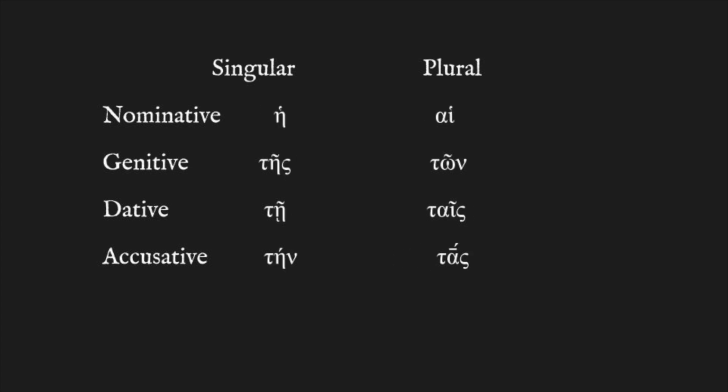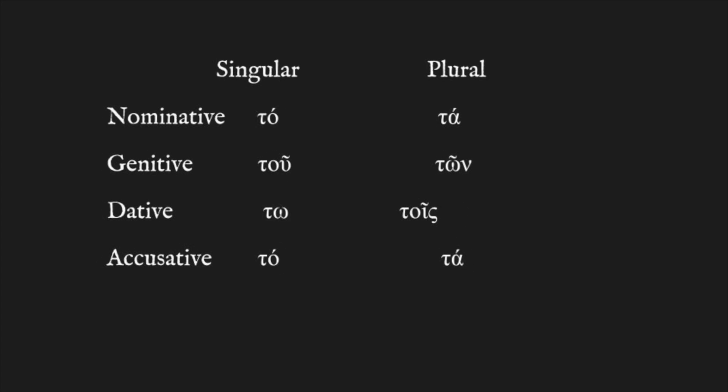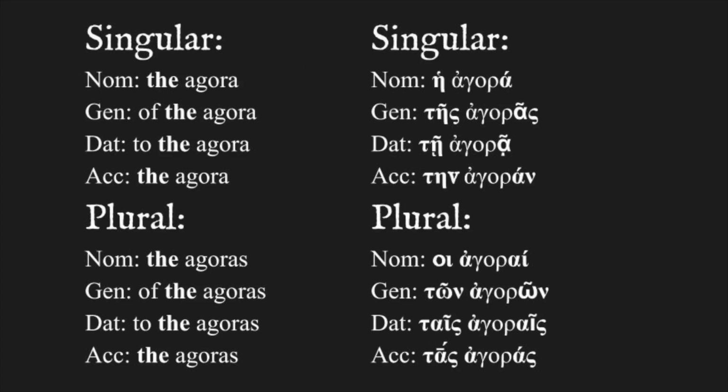These are the feminine articles. As you can see, they are very similar to the noun endings. These are the neuter articles. As you can tell, they are pretty much the exact same as the masculine, except for the nominative, singular, and plural.